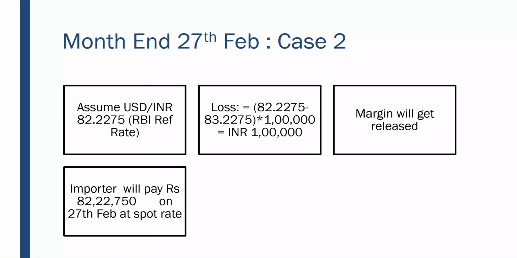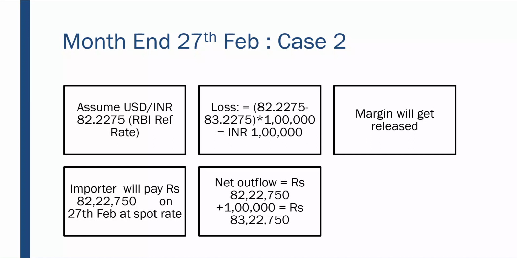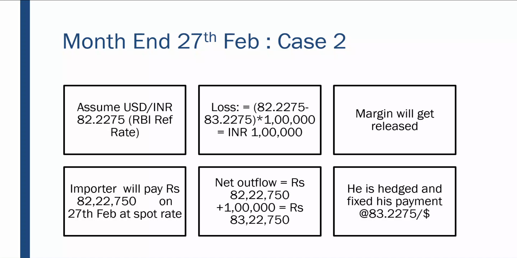This is my import transaction, the actual transaction. So I go to the bank, I have to pay the supplier. But my net settlement will be how much? Plus 1 lakh. I'm paying more now. So there are two outflows happening, 82 lakhs as well as 1 lakh. So I'm again at 83.22.